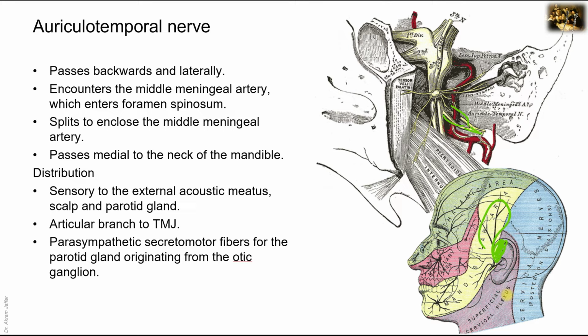of the temple. It also carries the sensory fibers for the parotid gland, and it has an articular branch to the temporomandibular joint. But in addition to that, it carries secretomotor fibers. These are postganglionic fibers that are derived from the otic ganglion. So these secretomotor postganglionic fibers are carried by the auriculotemporal nerve to the parotid gland.